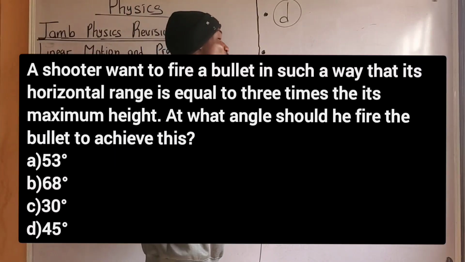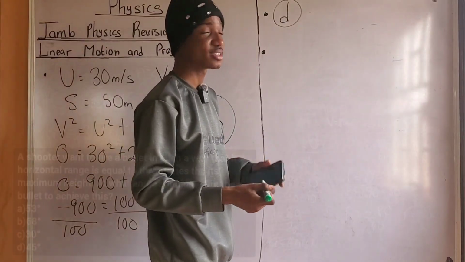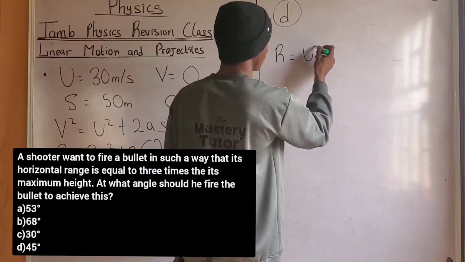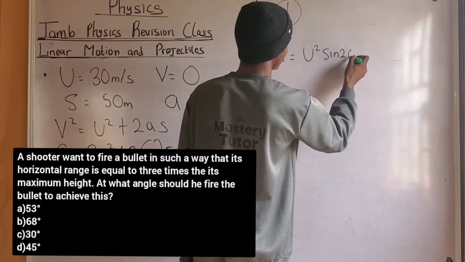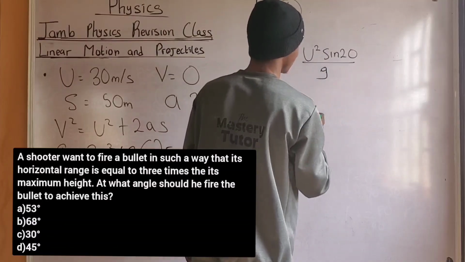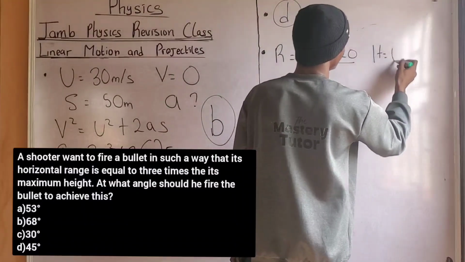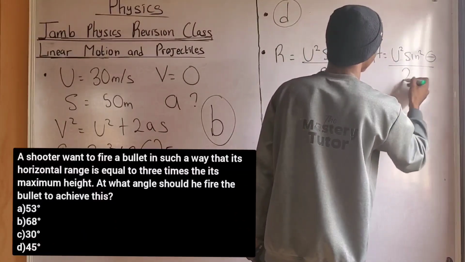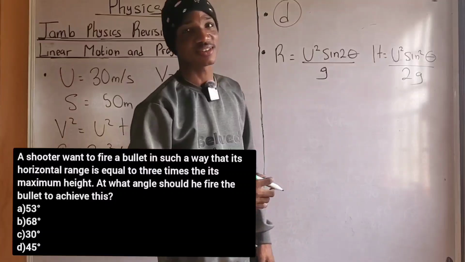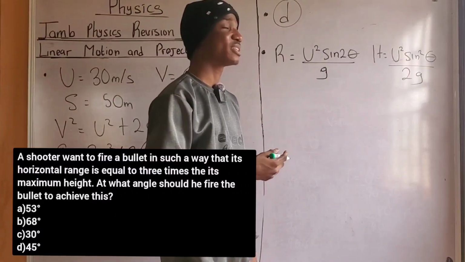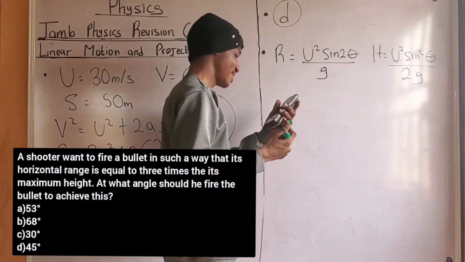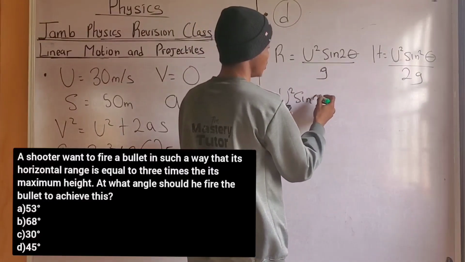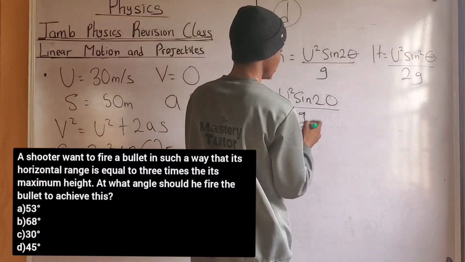The first step is that you have to bring out the formula for range. Range is equal to u squared sine 2 theta all over g. And height is equal to u squared sine squared theta all over 2g. This is the formula for range and height of a projectile respectively. U squared sine 2 theta all over g.